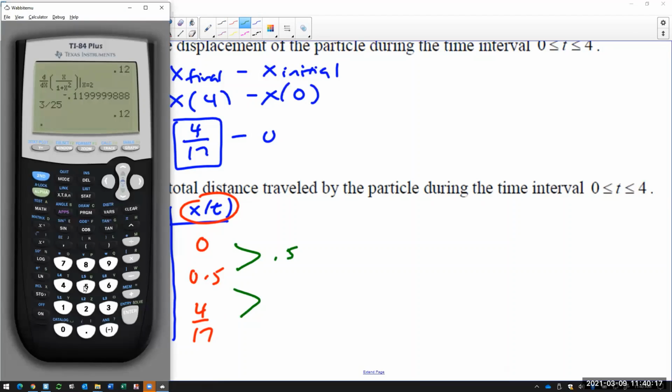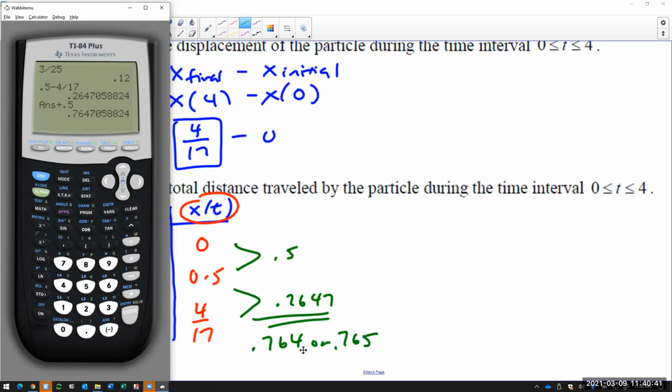So it'd be 0.5 minus 4 divided by 17. And it doesn't matter if it's negative or positive. You're just going to get the distance, so you're going to get the positive number. So 0.2647 when I subtract those. And then do you see you just add these numbers together to get the total distance. So plus 0.5. And so my answer is going to be 0.764 or 0.765. Notice I never rounded until the very end, okay? Actually, even though I put this number rounded, I didn't round it when I actually calculated it.